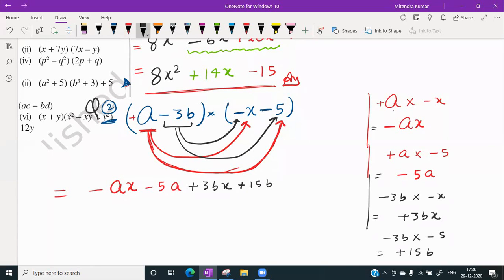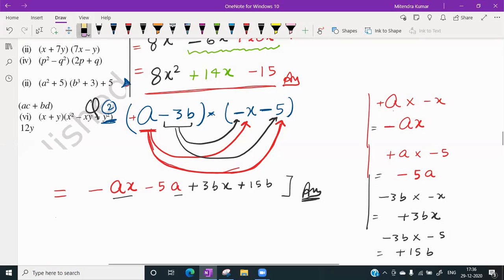तो प्लस 15b. फर्दर सिंप्लीफिकेशन पॉसिबल है क्या? Sir, I think no. No, sir. No, because no like terms in this expression, right? No like terms. x कहीं है क्या? नहीं है. a कहीं है क्या? So final answer is this one. This is your answer. That's it. This is your final answer. Okay, students? Yes, sir.